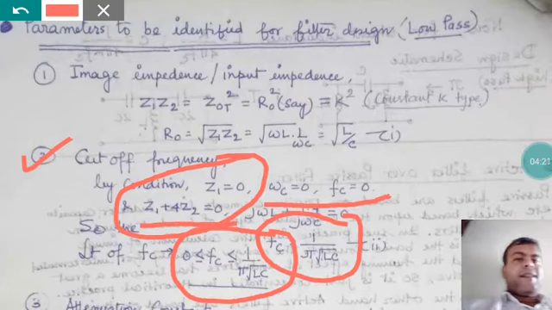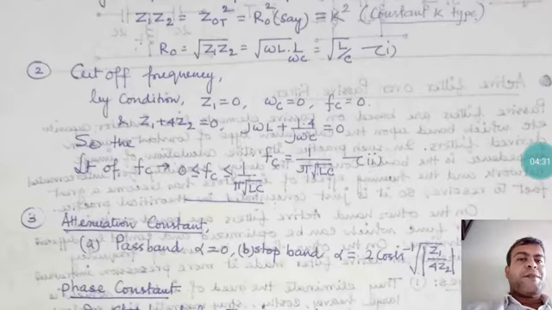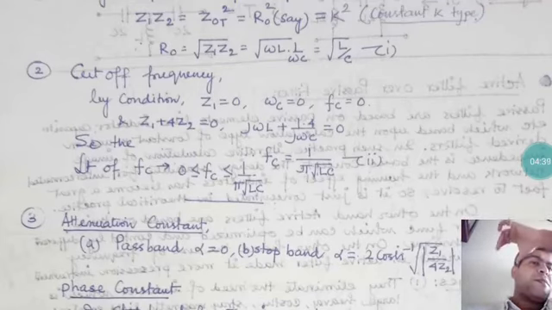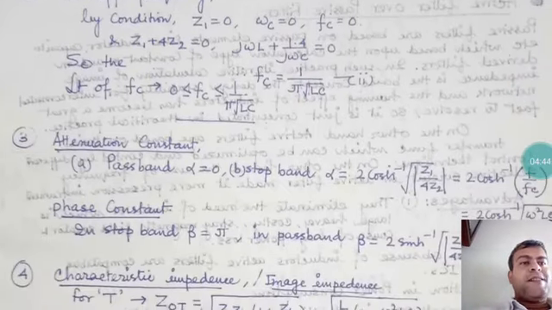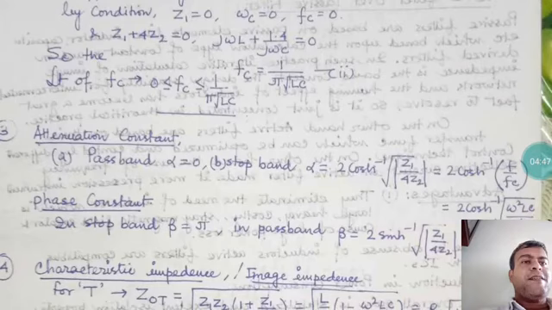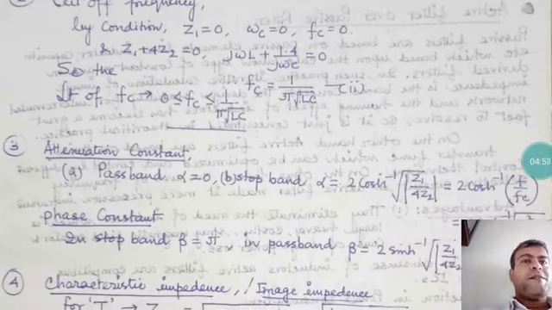After having this sense of the image impedance and the cutoff frequency for the low pass filter design, we go to the next part, where we calculate the attenuation and the phase constant. Already I have shown you that in the pass band alpha equals 0, and the stop band has a nonzero alpha. Now the Z1 and Z2 values are known to you, and you just put them in. Obviously it remains as f by fc, because you can easily calculate it once you put in the values of Z1 and Z2.